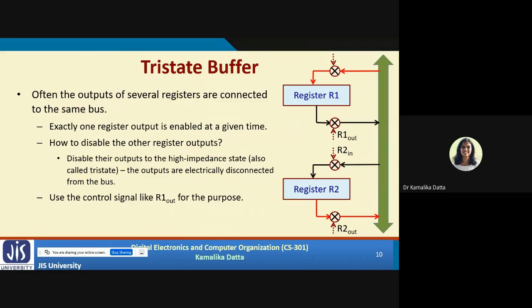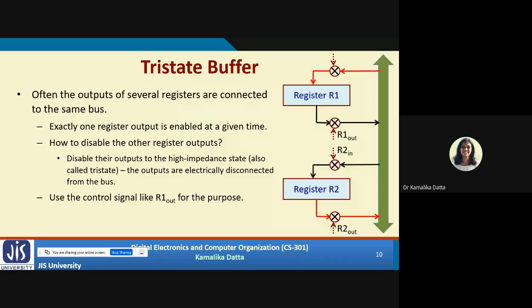You are connecting so many registers with the bus, right? So many registers are connected. So you need certain control signals here to block it, such that all the data are not available at the same time on the bus. And for that reason, what do you need, you know? R1 out, R2 out, okay.